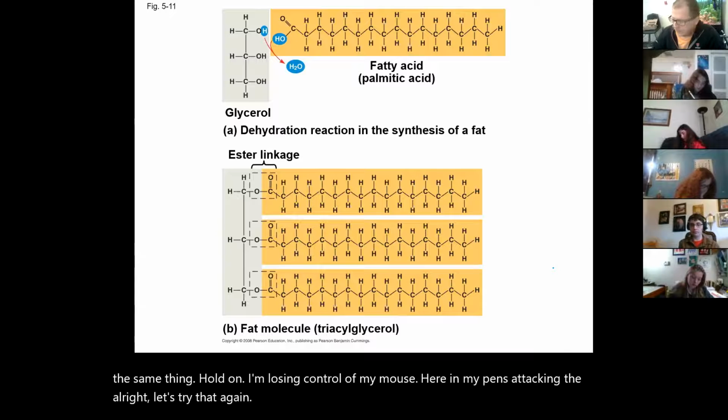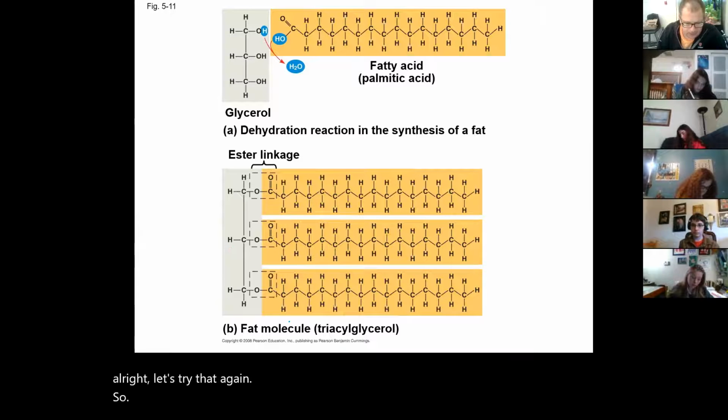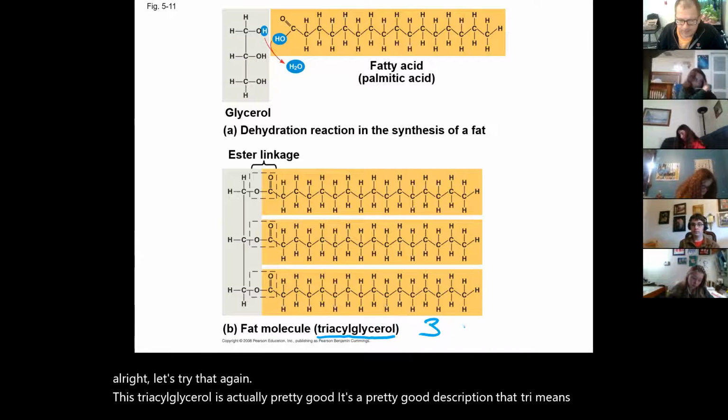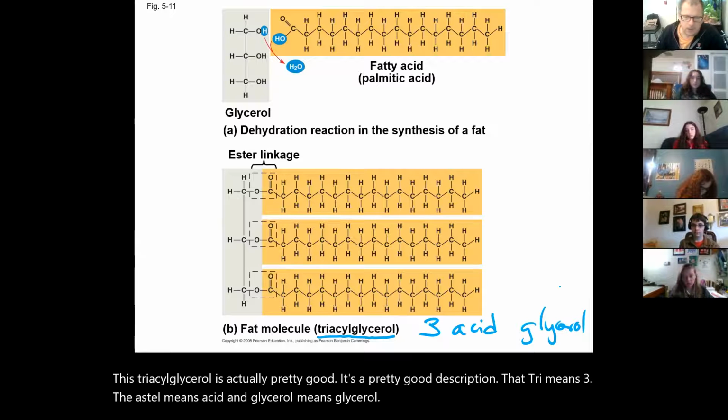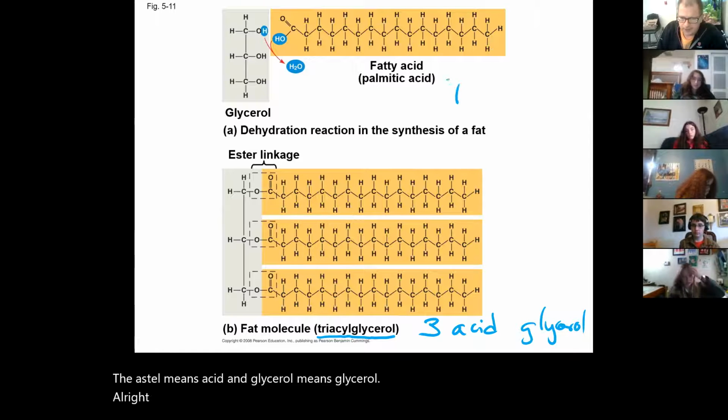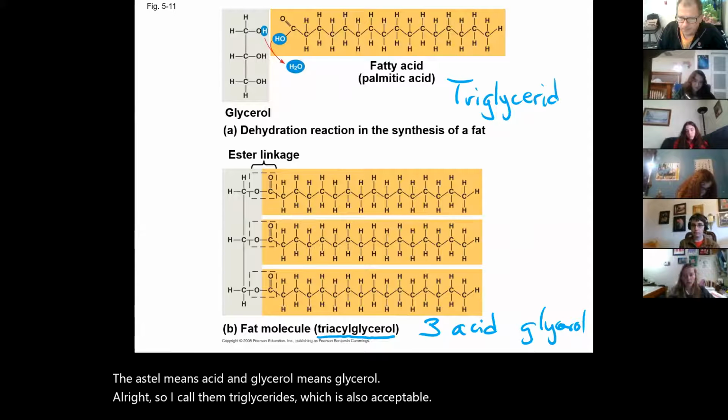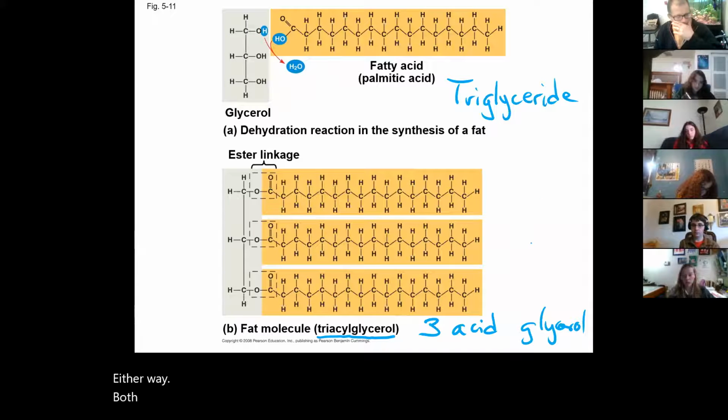So this triacylglycerol is actually pretty good. It's a pretty good description. The tri means 3, the acyl means acid, and the glycerol means glycerol. All right, so I call them triglycerides, which is also acceptable. Either way, both of these terms mean the same thing.